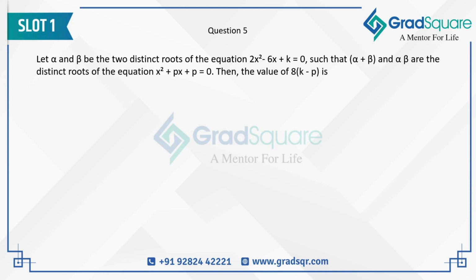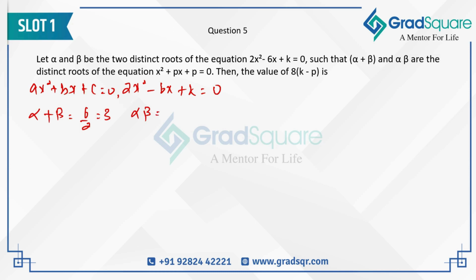The given equation is in the form of ax² + bx + c = 0, that is 2x² - 6x + k = 0. So the sum of the roots, alpha plus beta, will be equal to 6/2 = 3, and the product of the roots, alpha beta, will be k/2. And these two form the distinct roots of another equation, x² + px + p = 0.